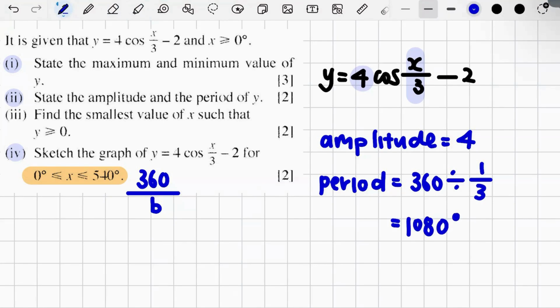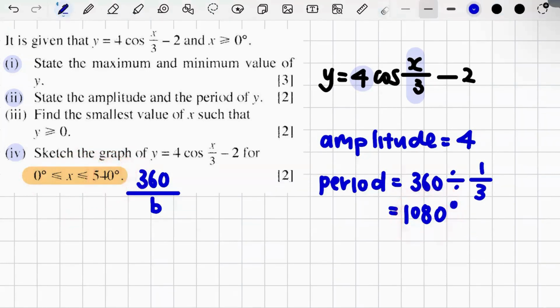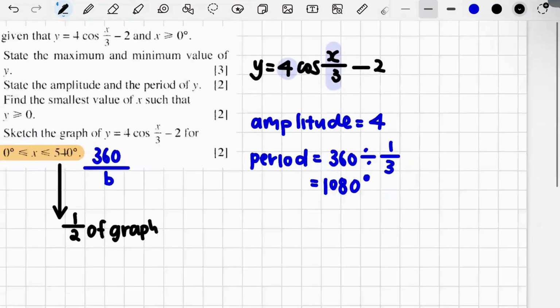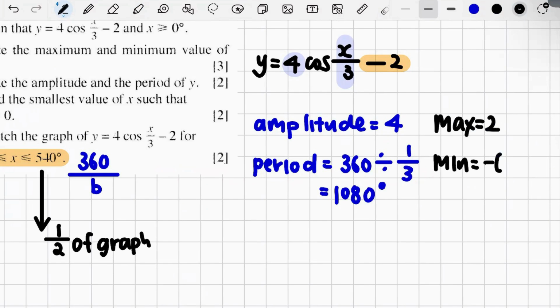That means for one full set of the cosine graph, I need to cover 1080. Then how come here they ask me to do 540? 540 is actually half of this. So in this range until 540, I should only expect to see half of my cosine graph. Then from the minus 2 over here, I can find my minimum and my maximum. My maximum is 2 and my minimum is negative 6.